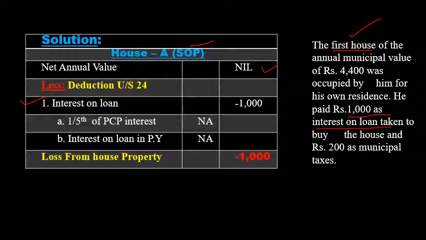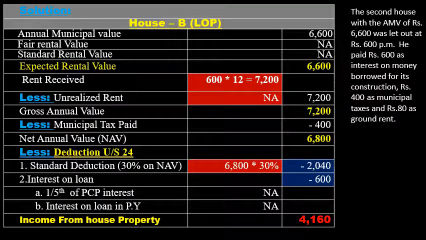So it's a loss from house property. Of course, in self-occupied property, you won't get any income. It is used for residential purpose. So therefore, of course, you will get the loss only. So loss from house property is 1000 rupees. So that is how to assess net annual value or income or loss from house property in case of self-occupied property. Now we will calculate the income of the second house property.